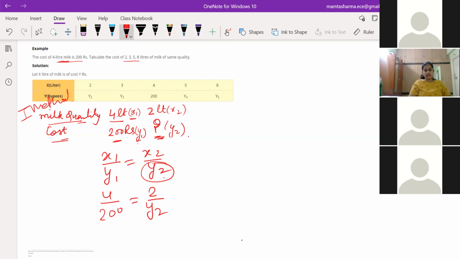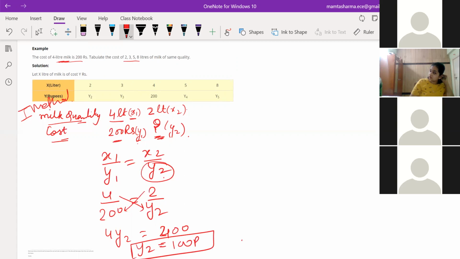So now to solve for y2, cross multiply this equation. 4 y2 equals 200 into 2, which is 400. So y2 will be 400 by 4. It will be 100 rupees. So the cost of 2 liter would be 100 rupees.